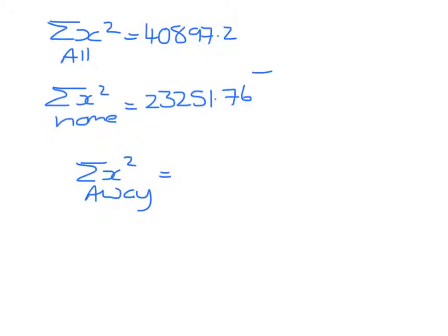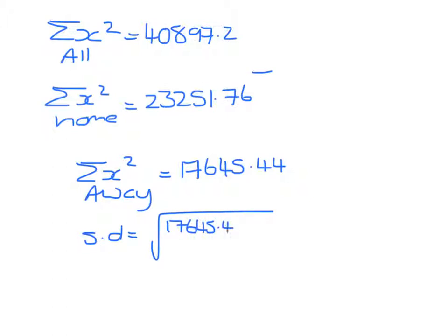So I have my 40,897.2, take away the 23,251.76 and I get 17,645.44.